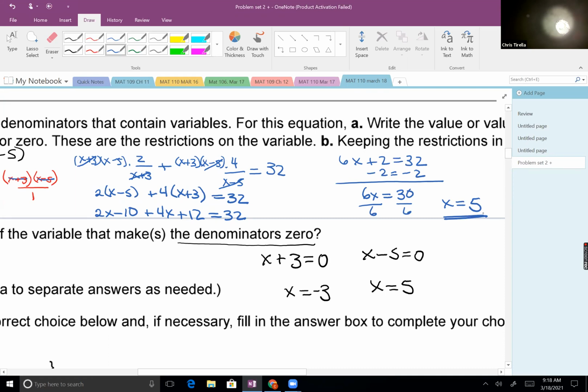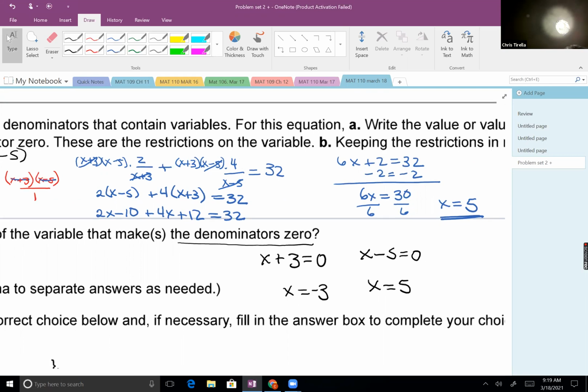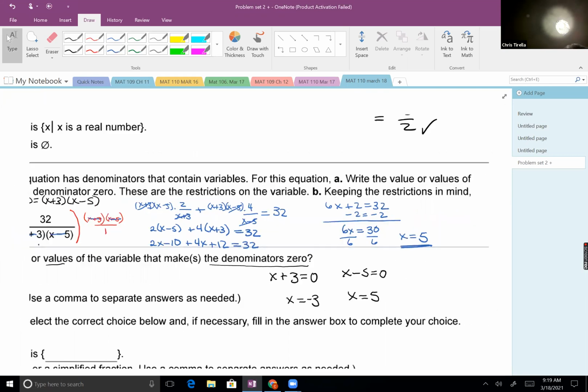Now, usually with these rational equations, it's important that you do a check. But I think this time we can be a little lazy. Is everybody okay if I shrink the screen for a minute? To go back to the question.